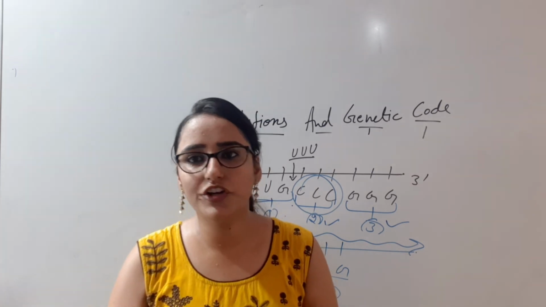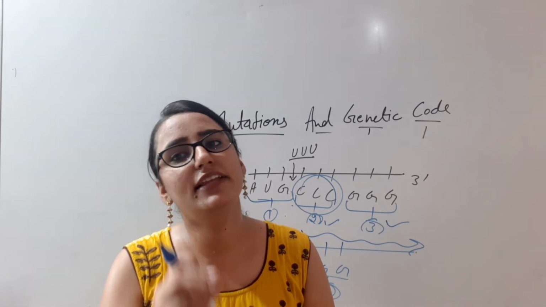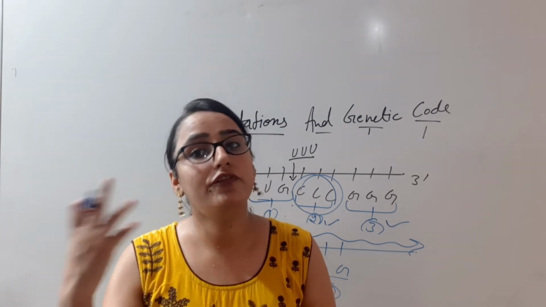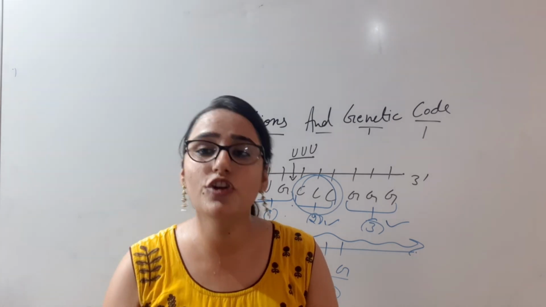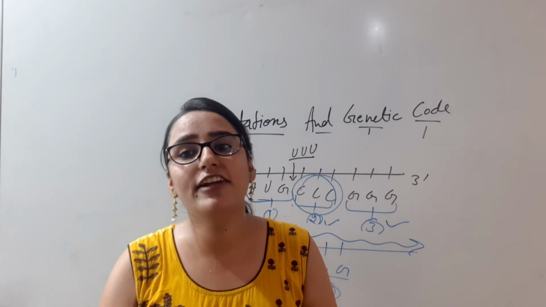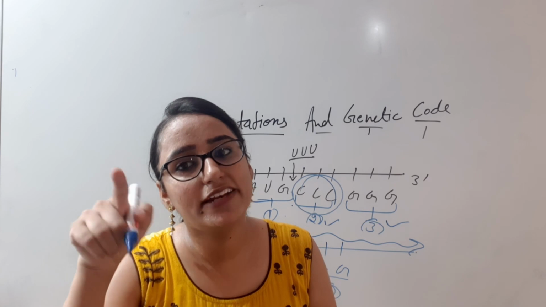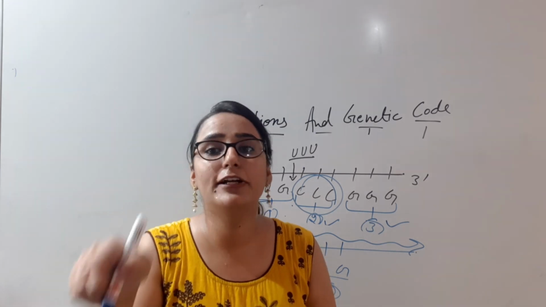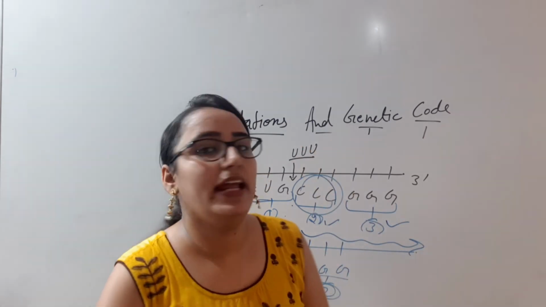See, if one nucleotide is added, we have already seen that the reading frame will get changed. If two nucleotides are added, then also the reading frame will get changed. But if three nucleotides are added, the reading frame will remain the same downstream of the codon that is inserted at that particular position. Okay, so this was about mutation and the genetic code.